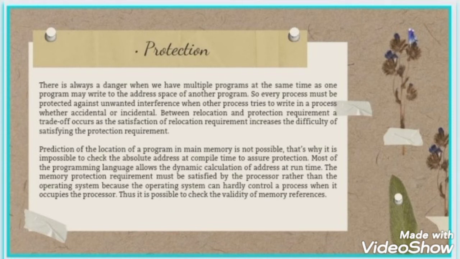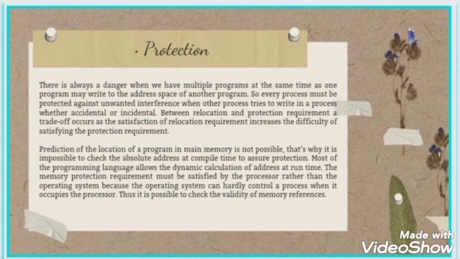Between the relocation and protection requirements, a trade-off occurs, as satisfying the relocation requirement increases the difficulty of satisfying the protection requirement. Prediction of the location of a program in main memory is not possible. That's why it is impossible to check the absolute address at compile time to assure protection. Most programming languages allow the dynamic calculation of addresses at runtime.